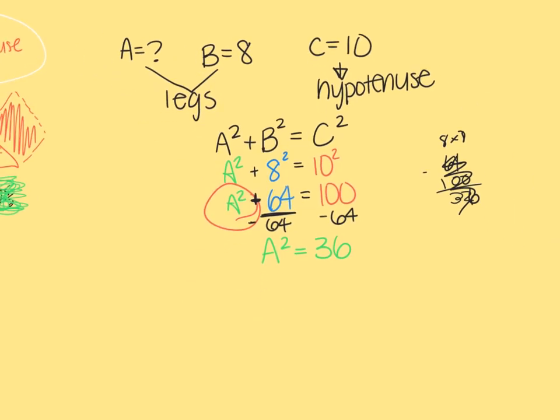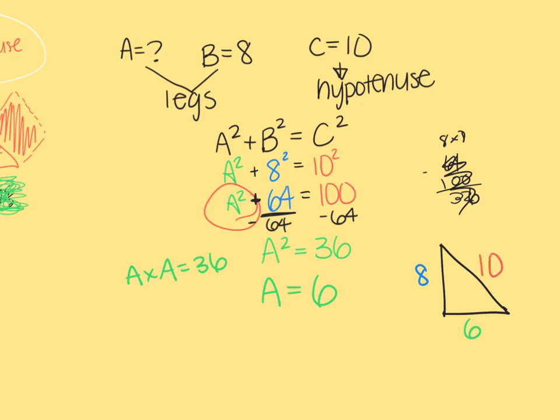So then you're going to say, okay, what number times itself equals 36? Oh, I know that that answer is 6. So we'll get that A equals 6. I'm not asking you to draw a triangle. That's actually something you won't have to do at the end of it. But if you want to, because it helps you visualize it, then I'm okay with that.